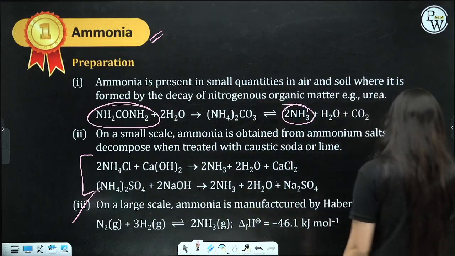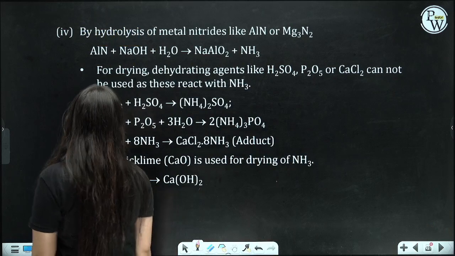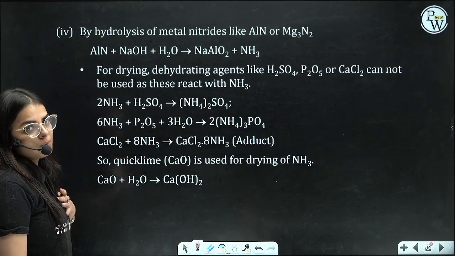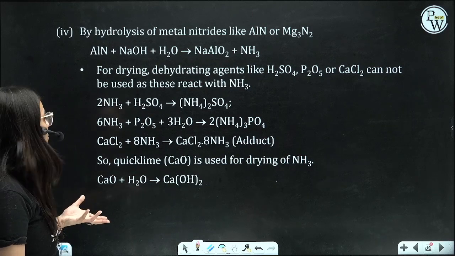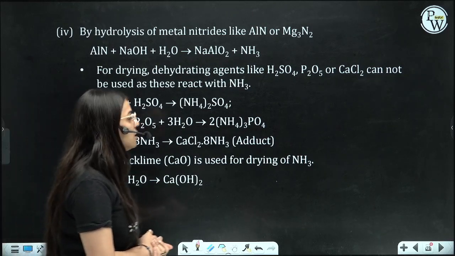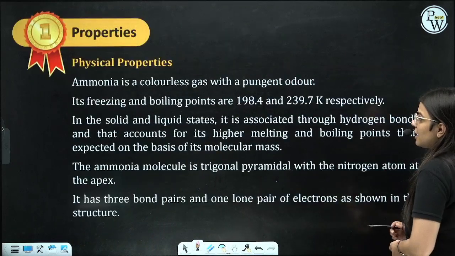Moving on to the next reactions, they have given you some more reactions if you want to react it with metal hydrides. Basically, metal hydrides when reacted with NaOH and water are going to produce ammonia. Moreover, we have certain reactions for ammonia, asking which of the following are going to react with ammonia and which are not.